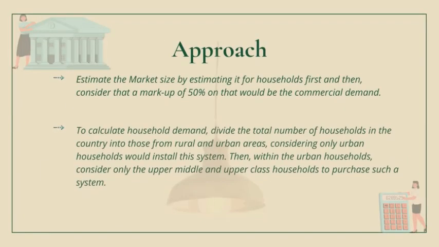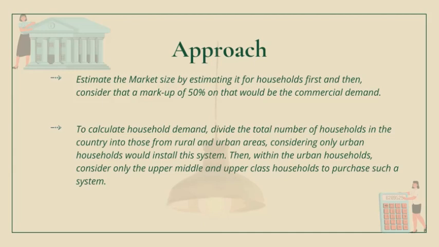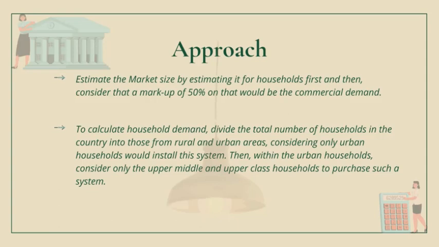The third step should be the approach of the firm to grow in the market and how to go about it. For that, they have to estimate the market size by considering the households first, and a markup of 50% on that would be the commercial demand. To calculate household demand, divide the total number of households in the country into rural and urban areas, considering only urban households would install this system. Then, within the urban households, consider only the upper middle and upper class households to purchase such a system.